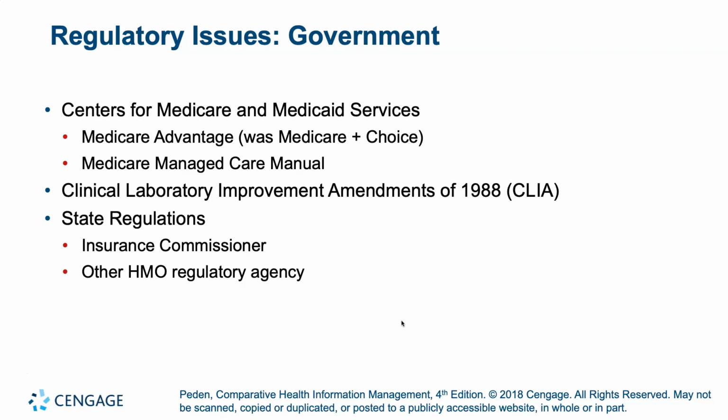So what are some regulatory issues with managed care? The government is involved. Medicare Advantage is an HMO managed care type of situation. There is a Medicare managed care manual. There are CLIA rules, Clinical Laboratory Improvement Amendments, that have some impact on this. And then there's state regulations. Each state's insurance commissioner can be involved, and there might be other HMO regulatory agencies that come in and monitor things or mandate certain things with managed care.